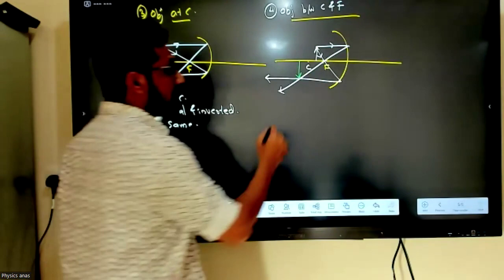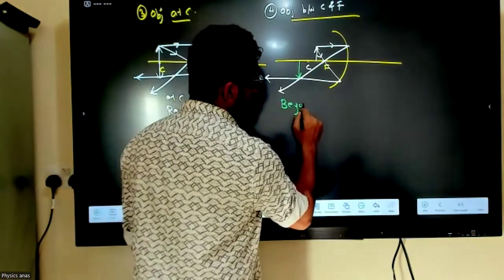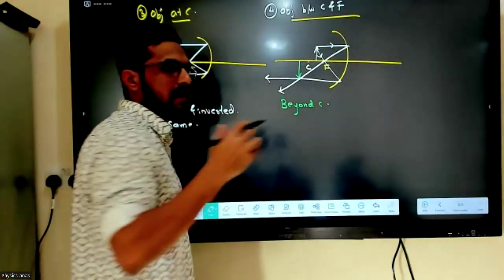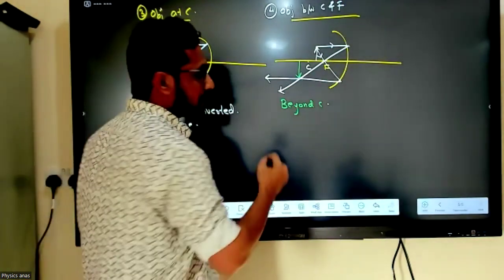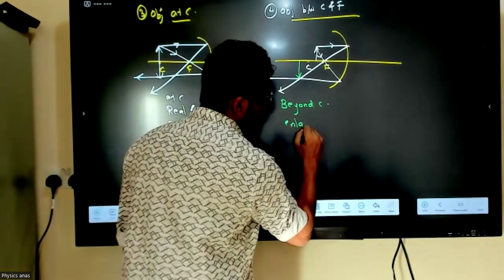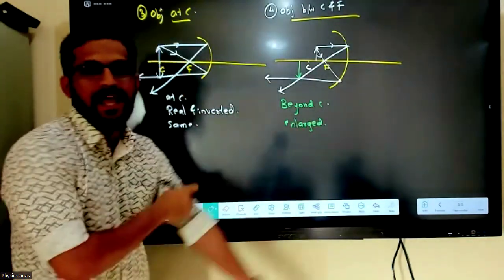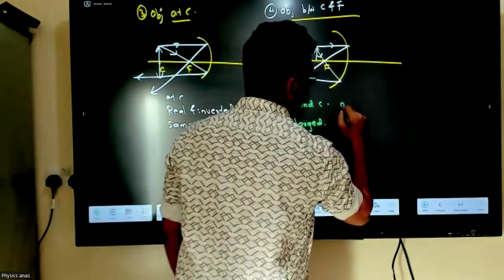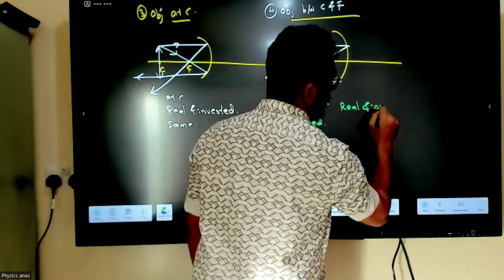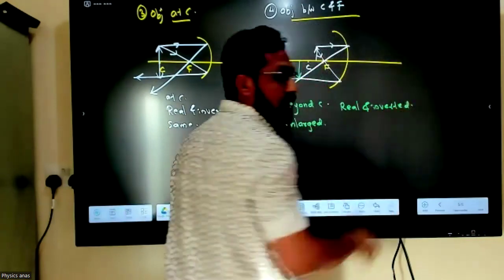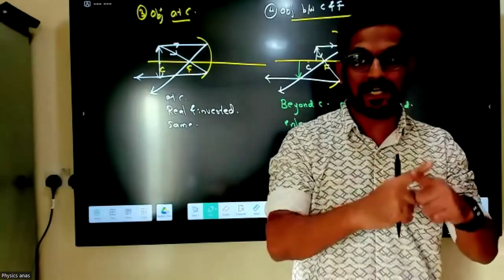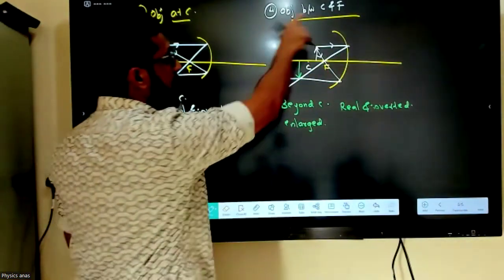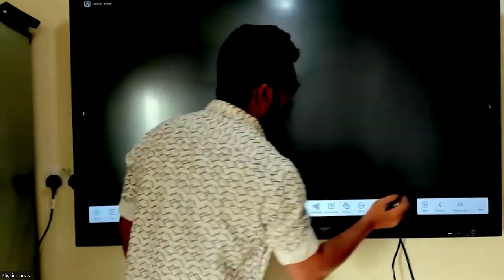And the image is what? The image is beyond C. And what can you say about the size of the image? The image size will be enlarged. Then it will be real and inverted, because it is formed by the intersection of two light rays. So it is real and inverted. You got it? That's the object between C and F.